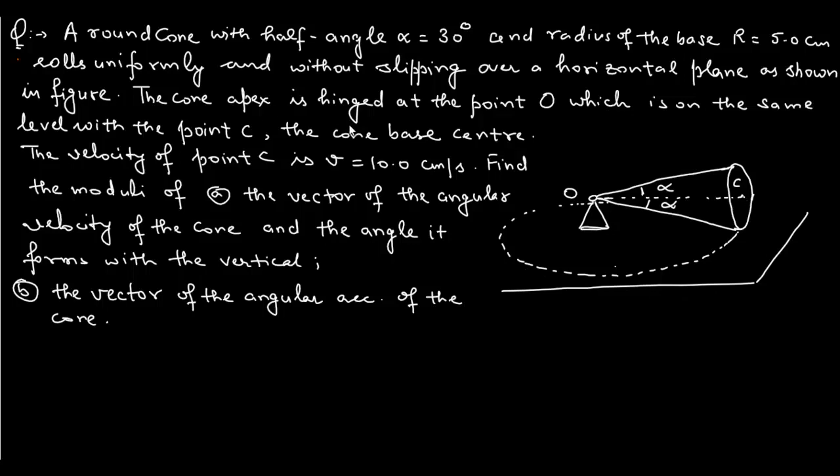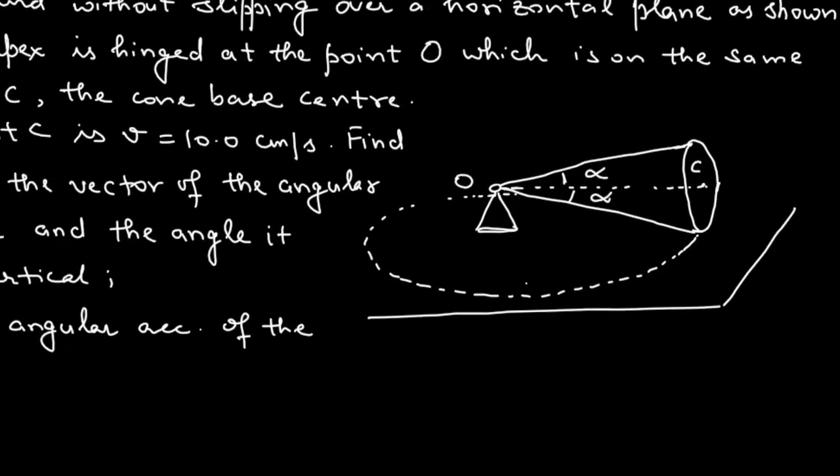The cone apex is hinged at point O, which is on the same level as point C, the cone base center. The velocity of point C is v equal to 10 centimeters per second. In part A, find the modulus of the vector of the angular velocity of the cone and the angle it forms with the vertical, and in part B, the vector of the angular acceleration of the cone.